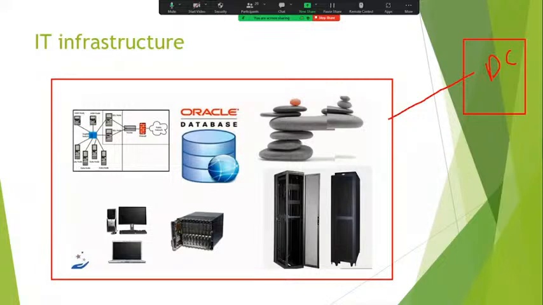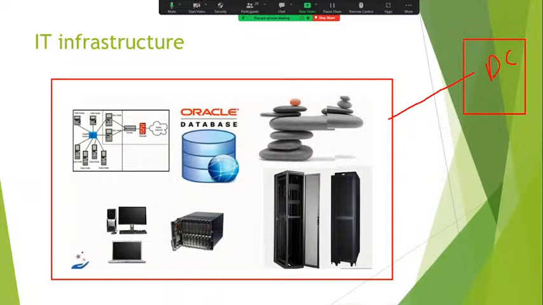So simply, what is the data center? The data center is the heart of the organization, where we can build, deploy, manage, and access applications through the internal or corporate network. I'm repeating, what is the data center? The data center is the heart of the organization.